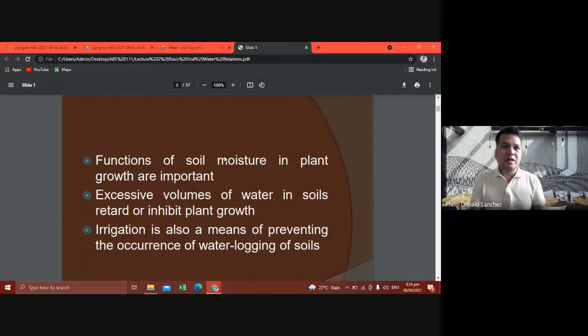It is almost impossible for a plant, especially one inside the house with no watering and no sunlight, to be strong or healthy, because water is vital and fundamental in the growth of the plant. So excessive volumes of water in soils retard or inhibit plant growth. In Bisaya, or even in English, we say too much is bad. Whatever the plant requires so that its growth is not inhibited or retarded, that is what we supply. So whatever the excess, it must be drained.